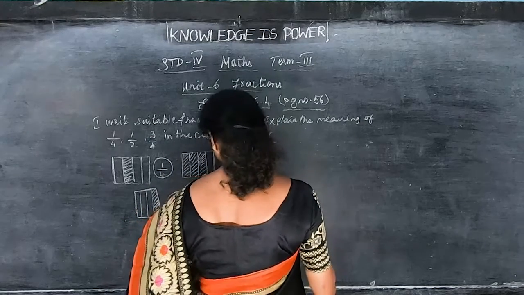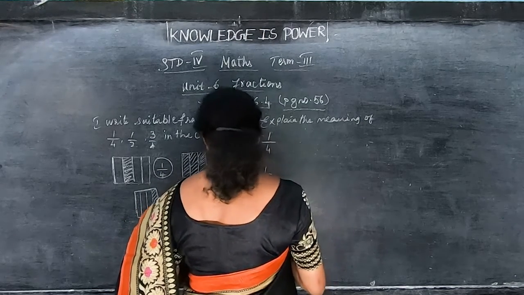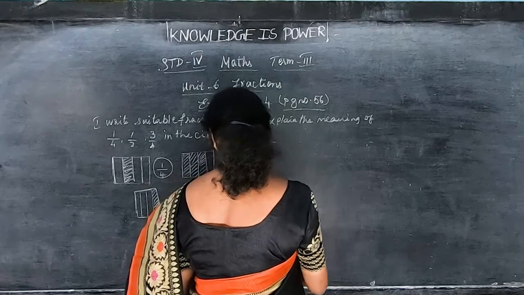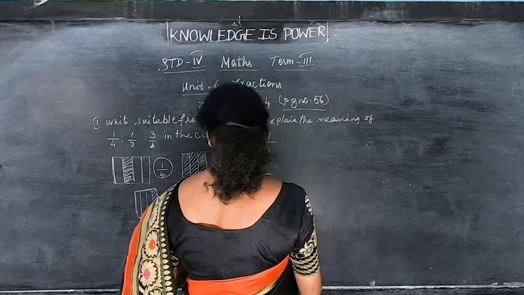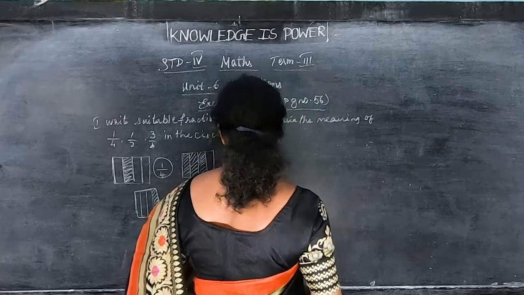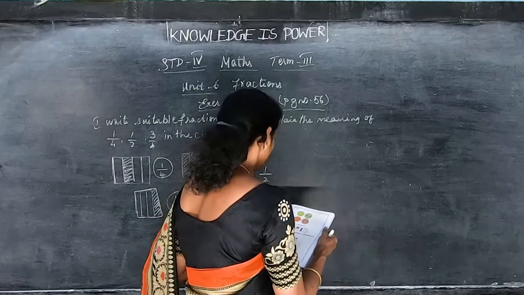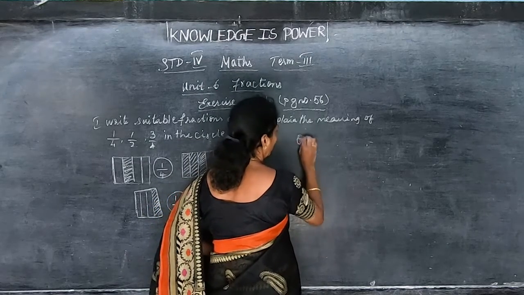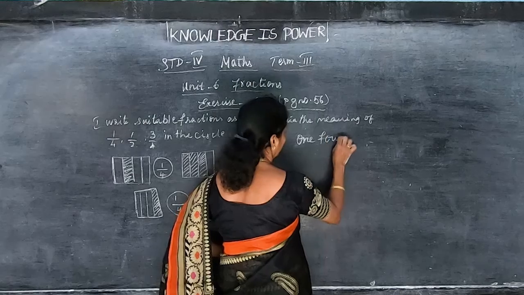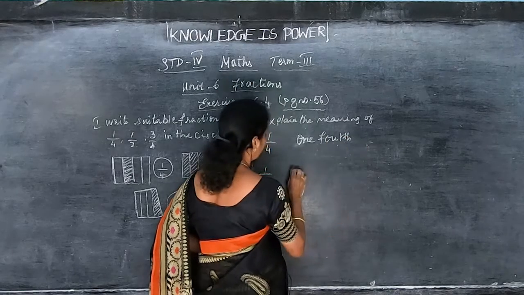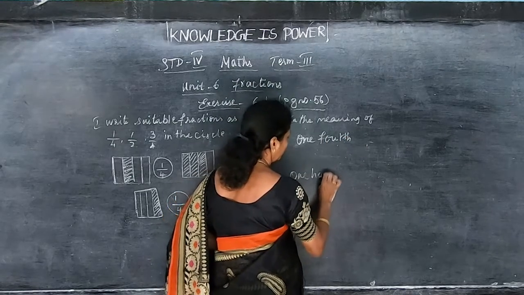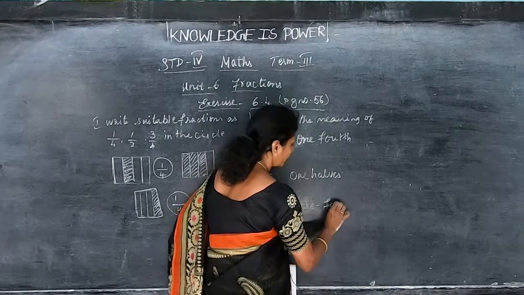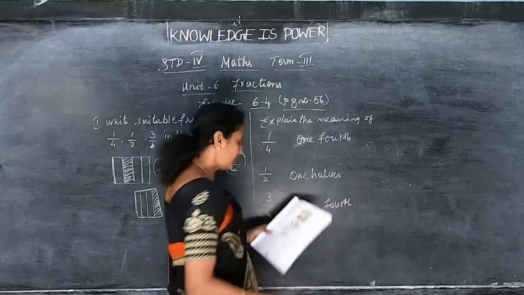So 1 by 4, now what is the meaning of this? That is 4 parts, 1 part. That is 1/4. You can write 1/4. 1 by 2 is 1/2. You can write like this. And 3 by 4 is 3/4. Okay, this is enough for you to write.